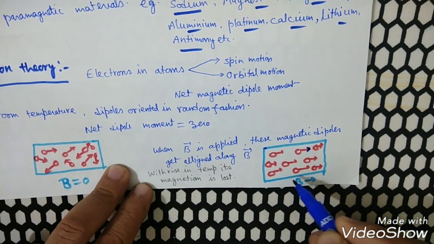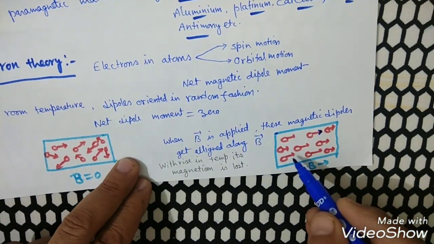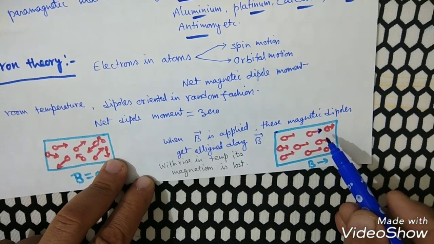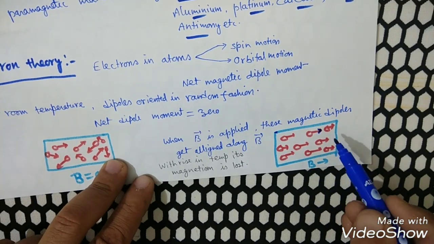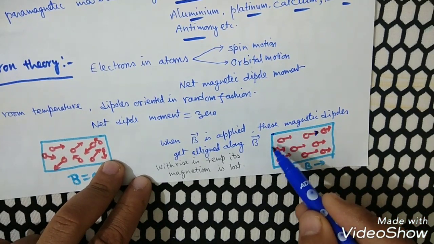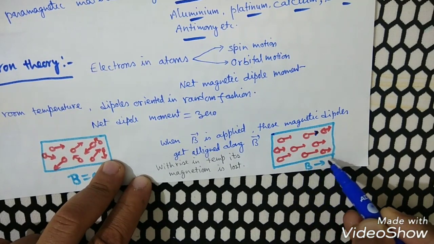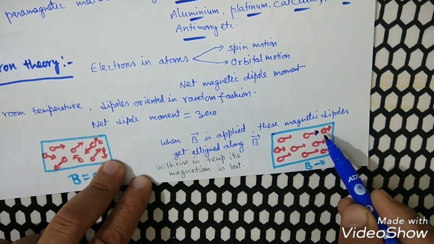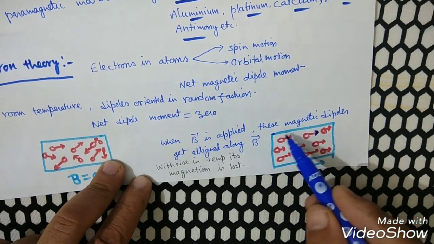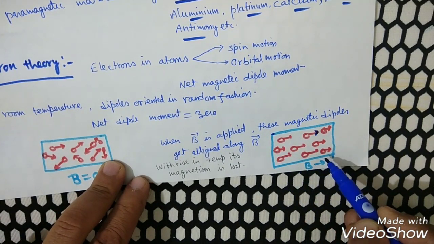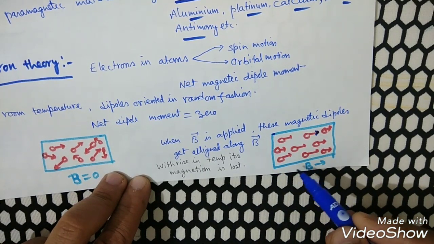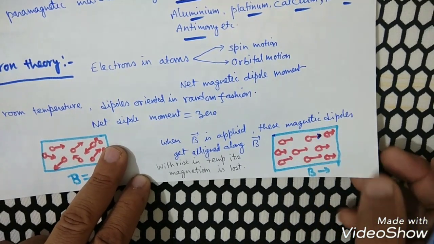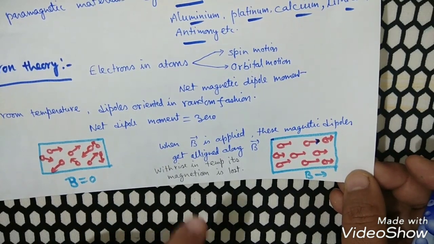When the temperature is raised above a certain temperature, that is called the Curie temperature, this paramagnetic material loses its property. Means these magnetic dipoles again get aligned along random directions and their magnetism is lost. So with rising temperature, these materials lose their magnetism.